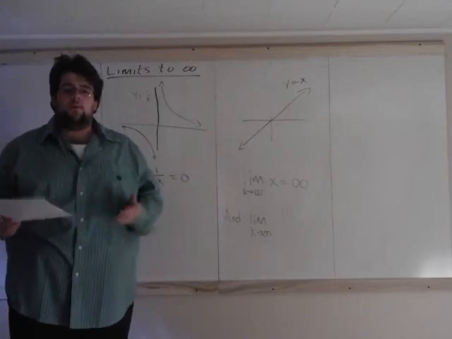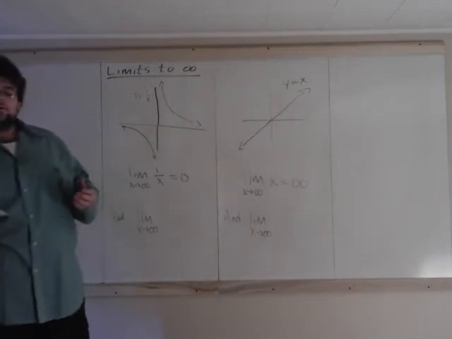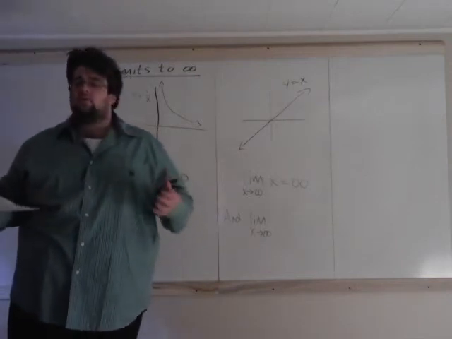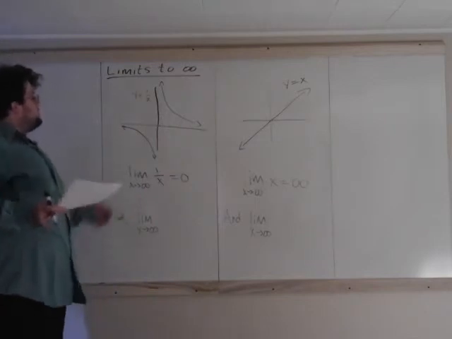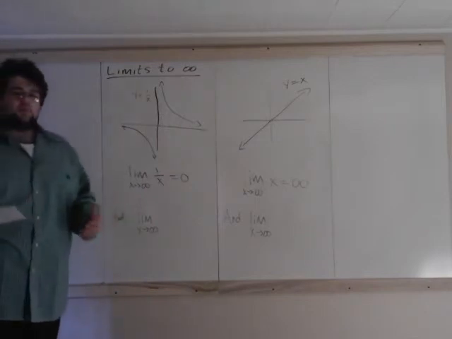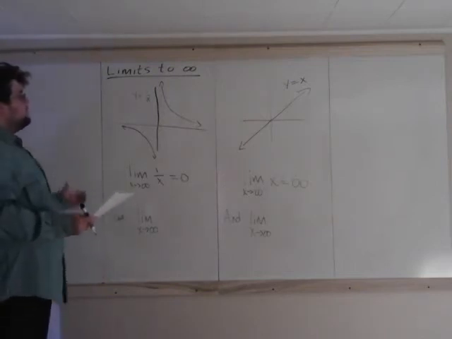Here we're going to talk about limits to infinity. So we've been taking limits so far to certain numbers, like the limit as x approaches 4 of some function. Here, instead, we're going to do limits as x approaches infinity. And to start that, we'll look at a couple graphs.